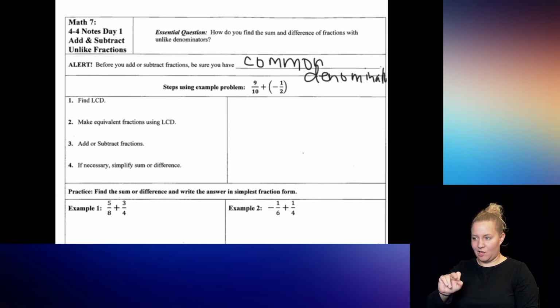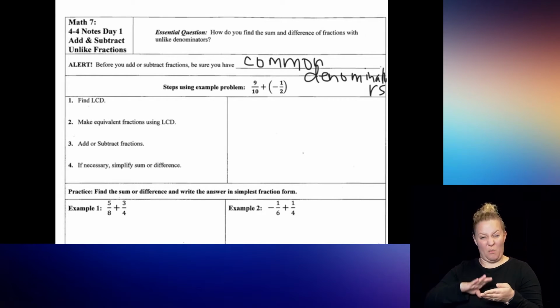Okay, and then we're going to actually use, sorry, I ran out of space. We're going to use this example to walk through your steps in solving a problem with unlike denominators. So the first thing we're going to do is find the least common denominator, or kind of like the least common multiple of those denominators.